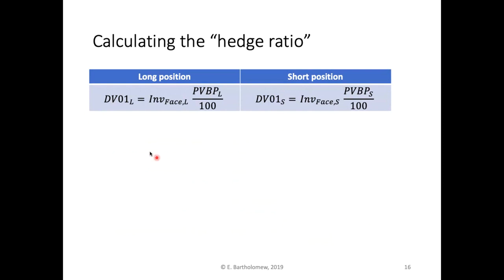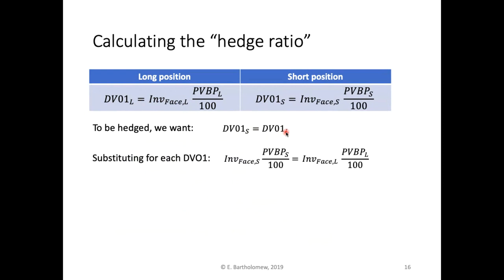Well, remember the formula for DV01. DV01 essentially is PVBP scaled up by face value. So DV01 for the long position and DV01 for the short position. It's the same formula, but we'll use the L subscript and the S subscript to keep them straight. And we want the two DV01s to be equal. Okay, so we set them equal by doing this.